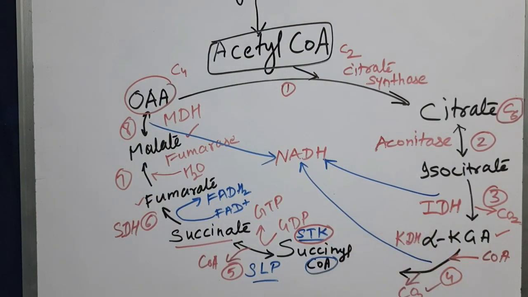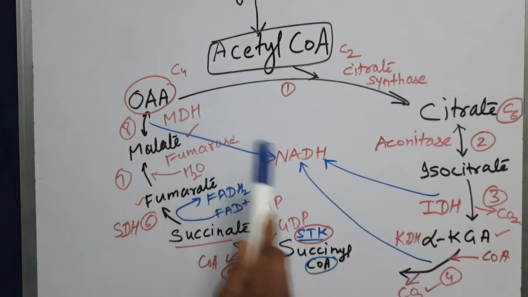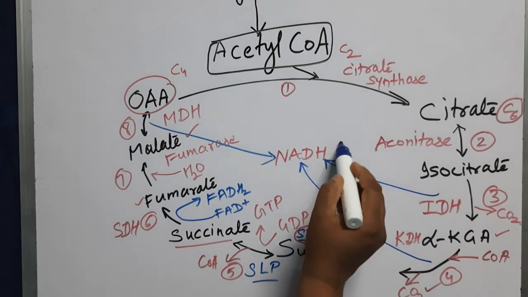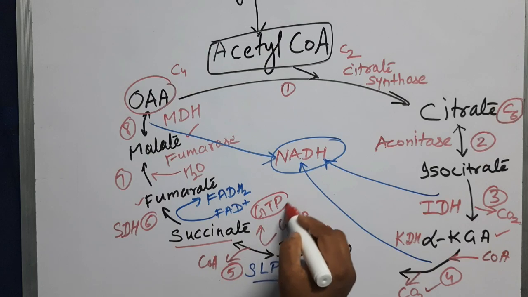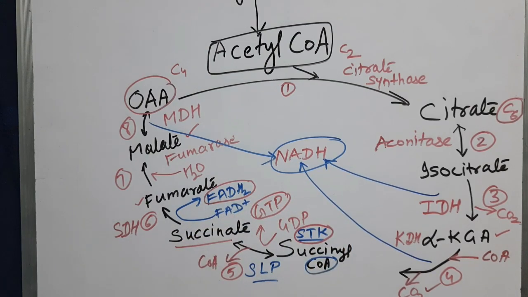Altogether, if you see, there are 3 steps inside the TCA cycle, isocitrate dehydrogenase, alpha ketoglutarate dehydrogenase and malate dehydrogenase, that produce NADH. NADH plus H plus is formed from the dehydrogenation reactions. But there is one step where one GTP is formed and one step where FADH2 is formed. So this is very simple. In 8 steps you can see your TCA cycle.